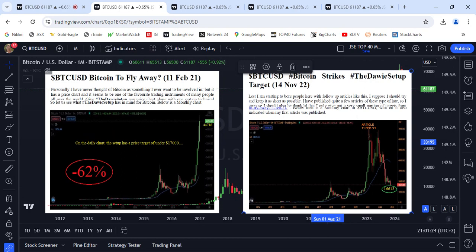But then, on the right hand, you can see there's an arrow drawn onto the monthly candle, and the article. It refers to the article on the 11th of February 2021. You see here on the left side, and there we have the price of below 17,000 at $16,613. So that was the first one.